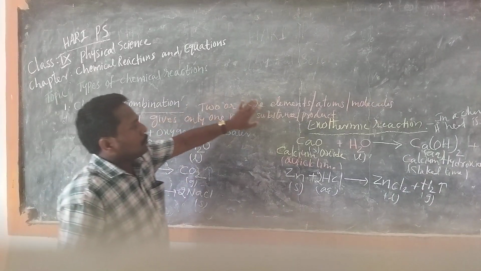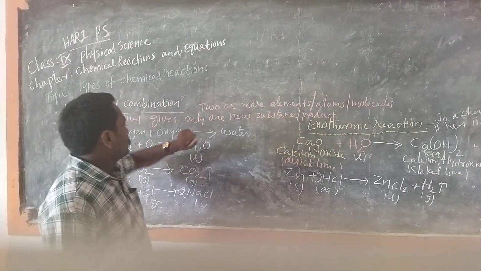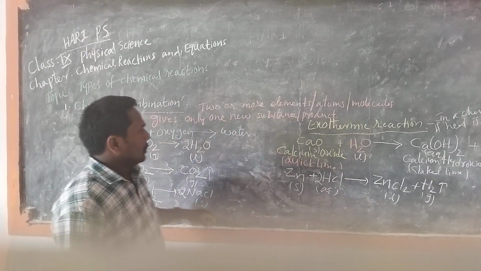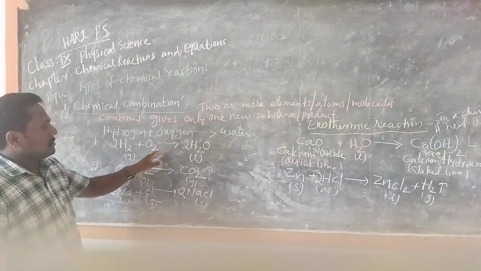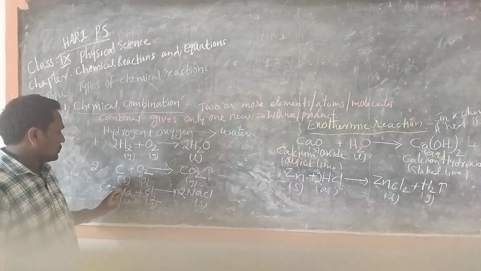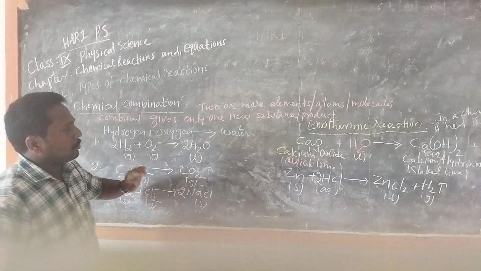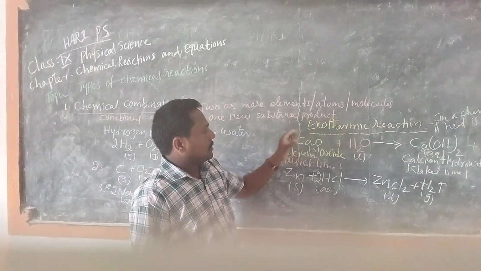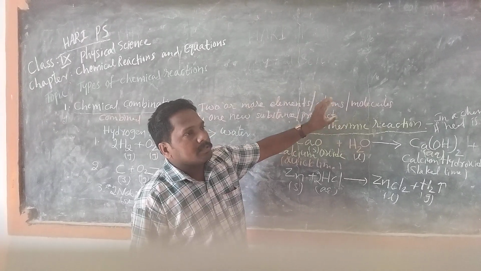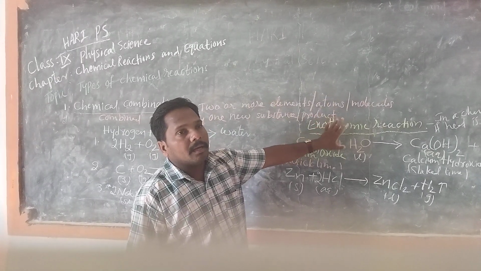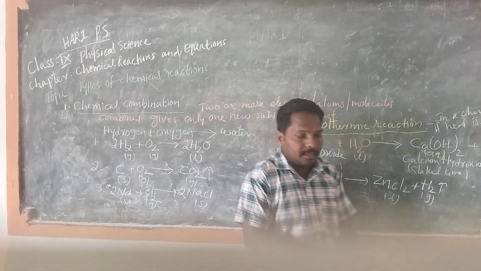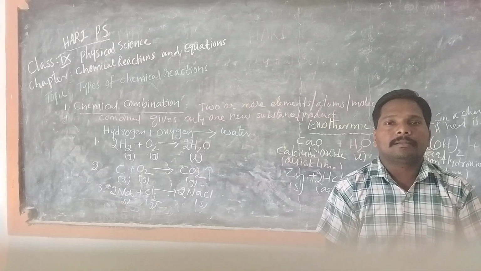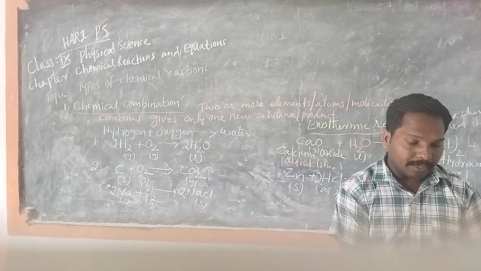Two or more elements, atoms or molecules combine and give only one new substance, or product. Examples: hydrogen plus oxygen gives water; carbon plus oxygen gives carbon dioxide; sodium and chlorine give sodium chloride; calcium oxide and water form calcium hydroxide. In this chemical reaction some amount of heat energy is liberated. Such reactions are called chemical combination. So the first type of chemical reaction is chemical combination.